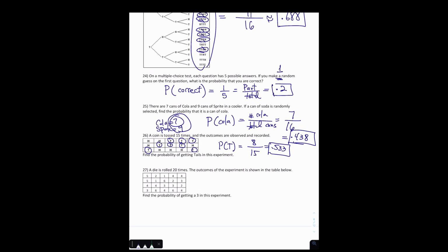And the same one for the other one. A die is rolled 20 times. The outcomes are given here. Find the probability of getting a 3. So the probability of getting a 3 is the number of 3s over the total number of rolls, which is 20. That goes to the bottom. And we're looking for the number of 3s. We get 1, 2, 3, 4, and I don't think there's any more 3s, so it's 4 out of 20. So the answer is 0.2.